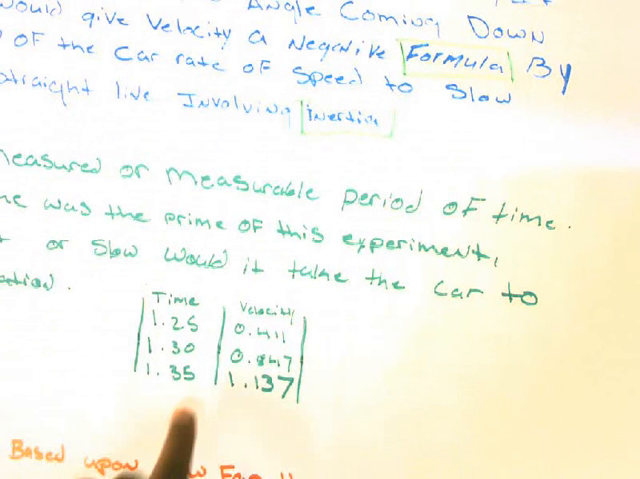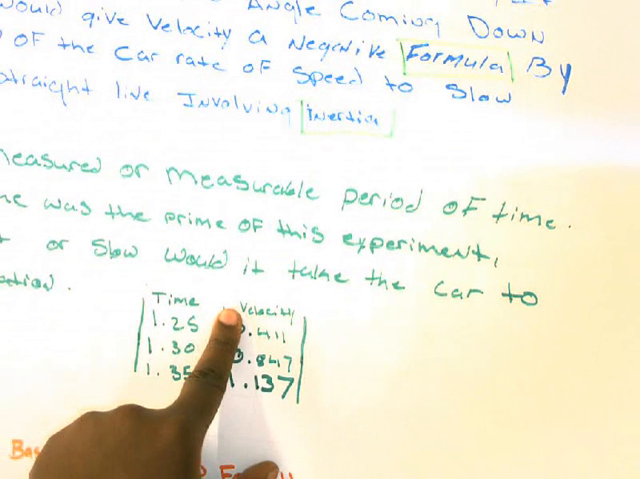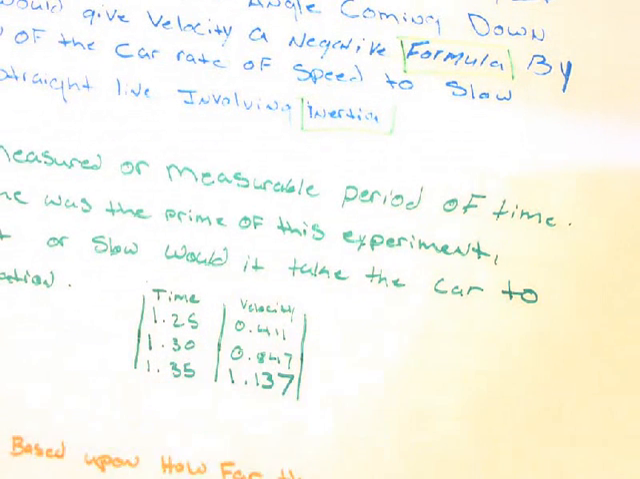Okay, and my time was 1.25, and in 1.25 seconds, the velocity was already at 0.411. Making the inertia speed, giving it more speed and more distance. Then, as it was speeding up, it got to 1.30. But velocity is not always going to add up with time, because my velocity is 0.847. And your distance speed might be more. They're not always going to be the same.